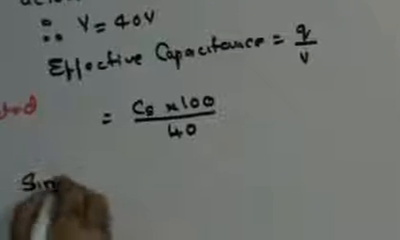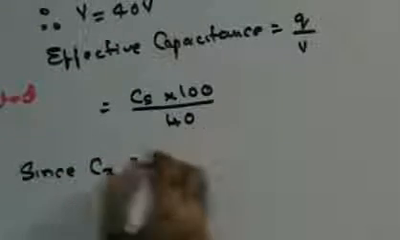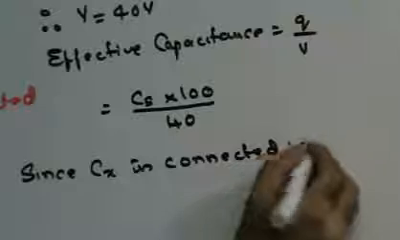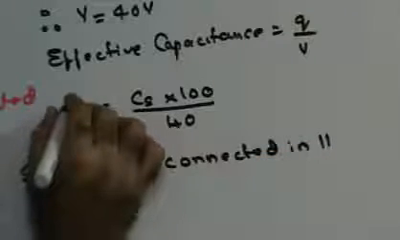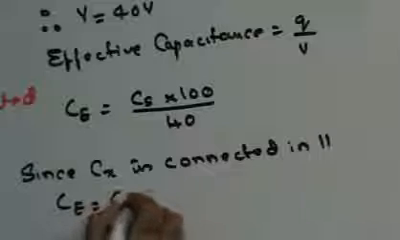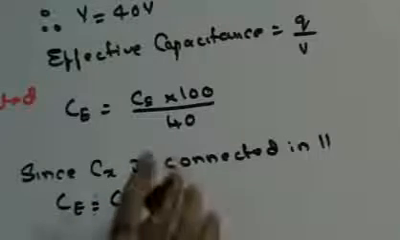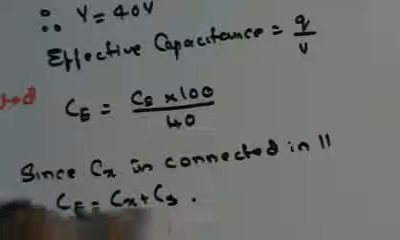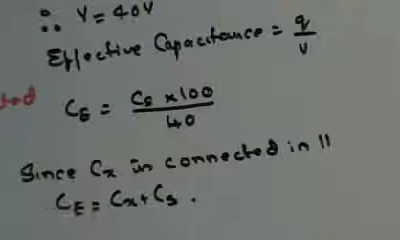Since CX is connected in parallel, let's call this effective capacitance as CE. Therefore, I can say CE will be CX plus CS. I know CS, I have found out CE, so I'll come to know the capacitor that should be connected so that the potential difference is reduced to 40 volts.